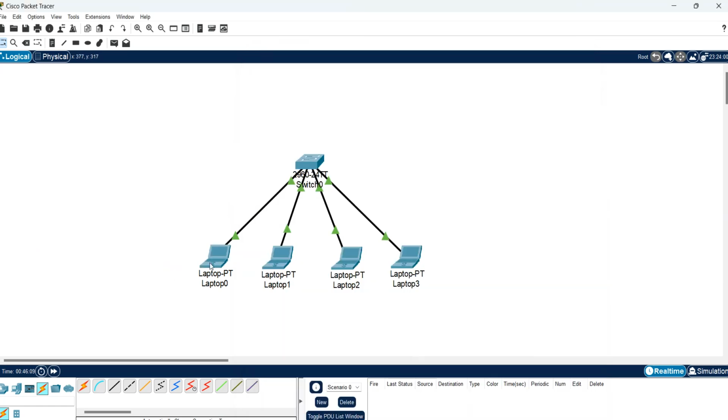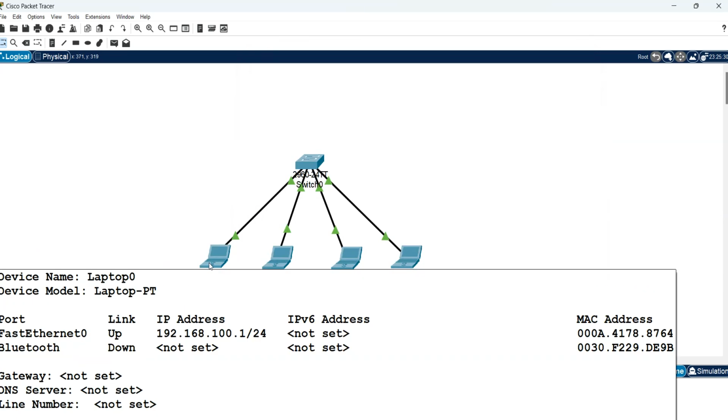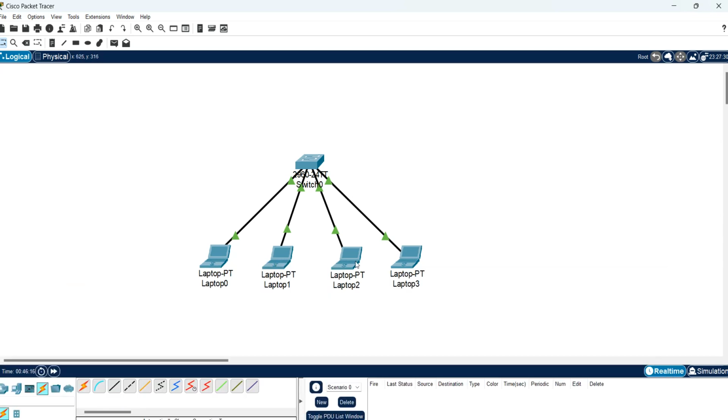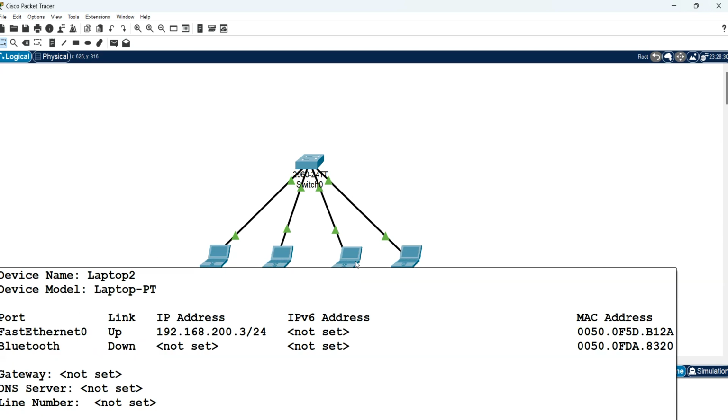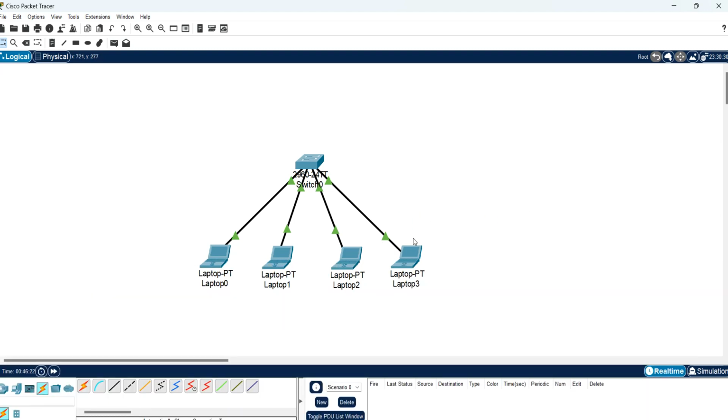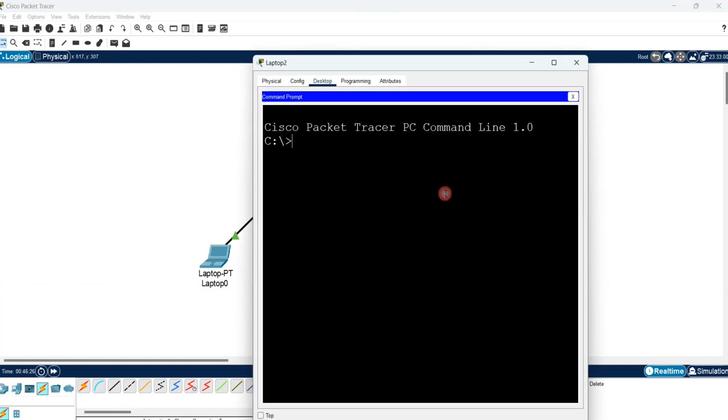Look at the first 3 octets here: 192.168.100, 192.168.100. They could talk to each other. This one is 192.168.200, and this one is 192.168.200. These two can talk to each other, and these two can talk to each other. So if I open this machine, it pings 192.168. Look at this.